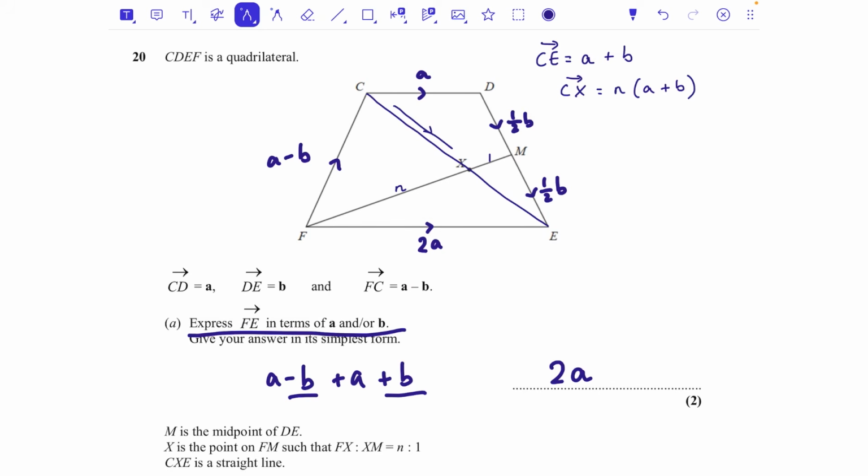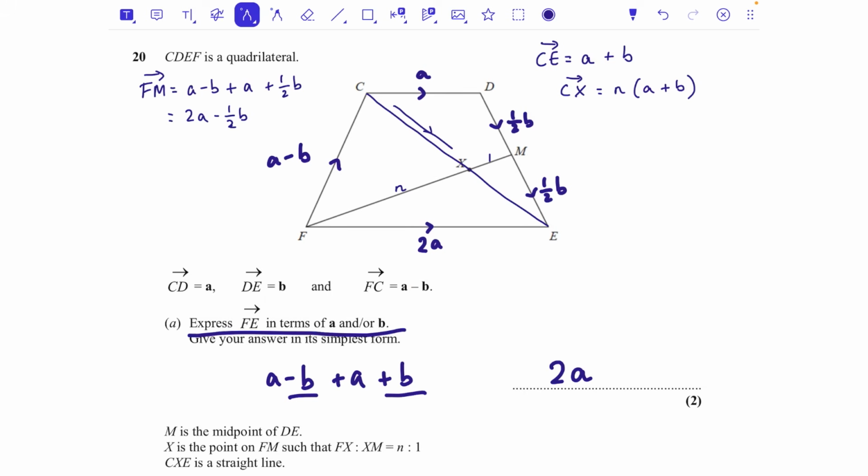Now, there are other ways we could get from C to X. We could also say that to get from C to X, I can go down here and up here, okay? That could be a route that we could take. To do that, we'll need to work out what F to M is. So F to M, again, I'm going to go round the outside. It is A minus B, add A, add a half B. And that comes together to be 2A minus B add a half B is minus a half B. So that's F to M.